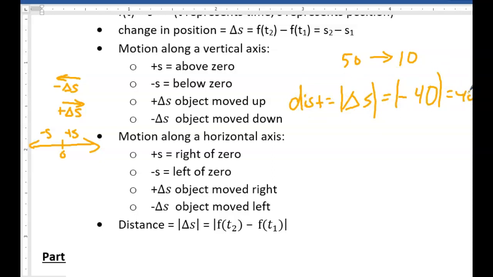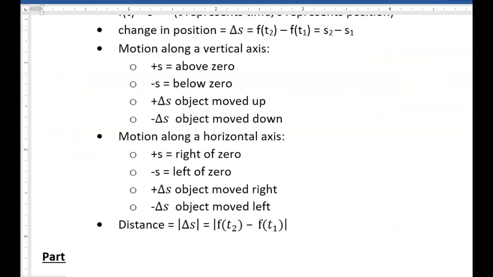It's kind of like back in geometry. You guys know that when you're dealing with shapes and stuff, we don't have negative numbers, so distance is always going to be a positive thing. Okay? So at this point, I'm going to throw some questions at y'all.